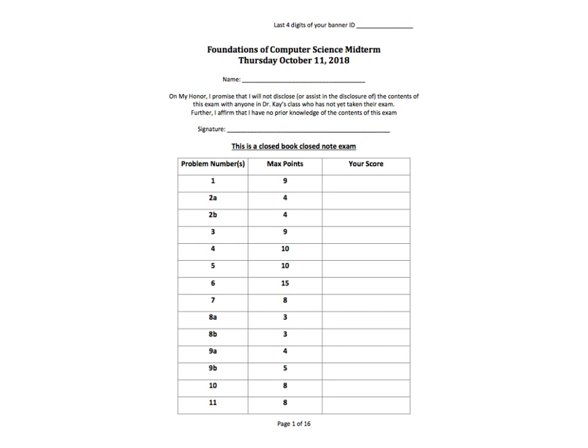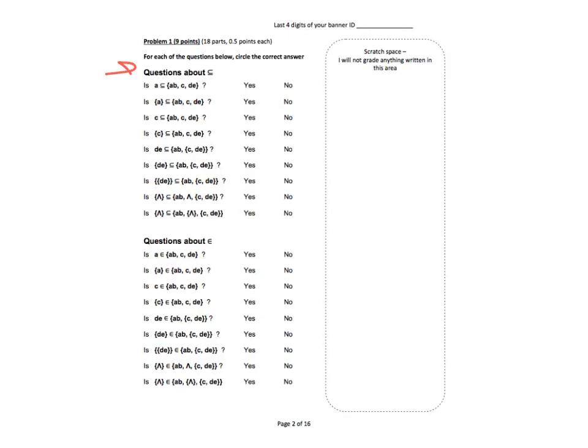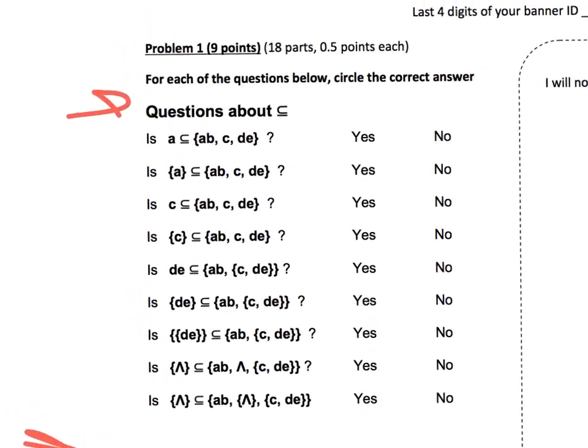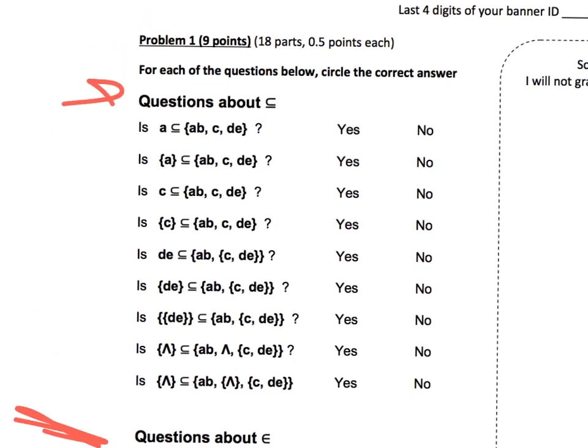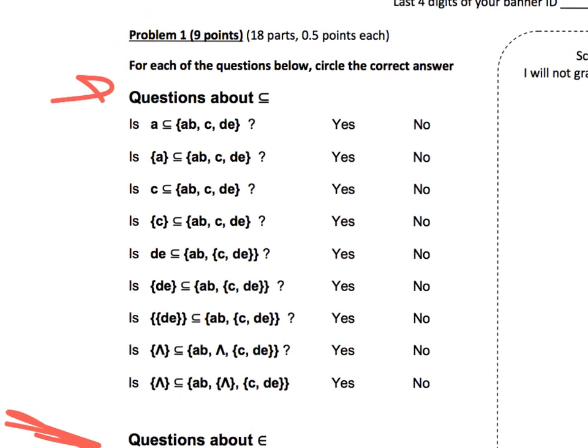Okay, this is a walkthrough of my midterm from October 11th, 2018. So this first question has a bunch of problems about subsets and then a bunch of other problems about elements. So let's start with the subset ones. It's asking whether various things are subsets of other things.